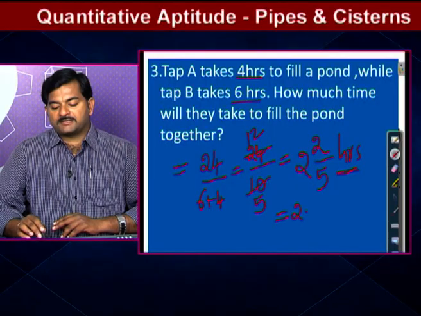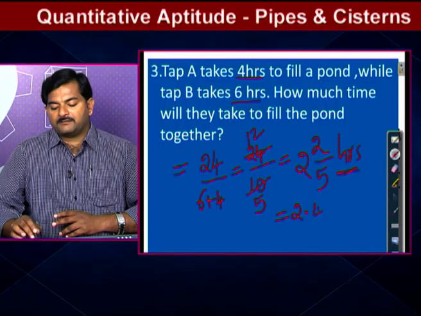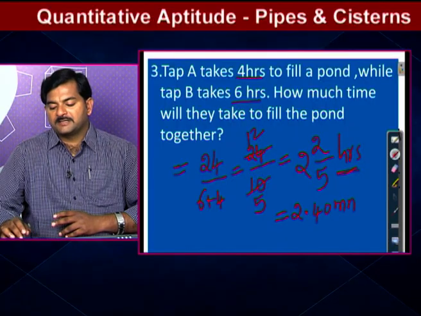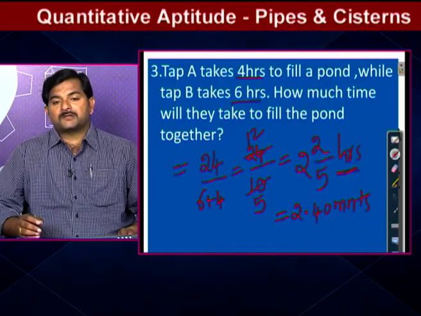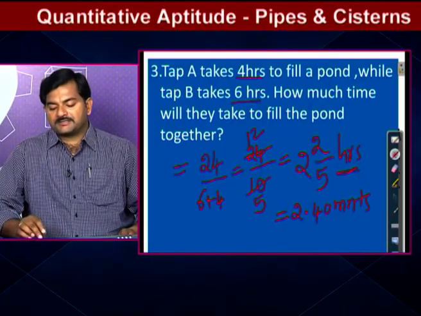The 2.4 hours can be written as 2 hours 40 minutes. That depends on the given options. If the given option is 12 by 5 hours, that is the answer. Or in terms of mixture fraction, 2 by 5 hours. If the options are in terms of hours and minutes, 2 hours 40 minutes. Hence you observe the difference between the second question and third question is very clear. The second question is in terms of minutes, whereas the third question is in terms of hours.